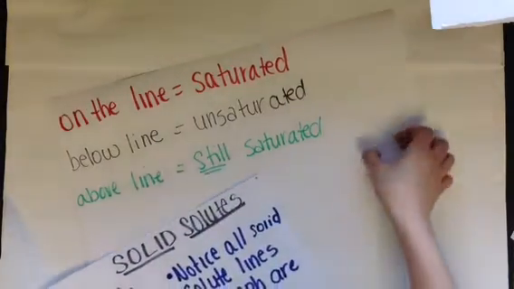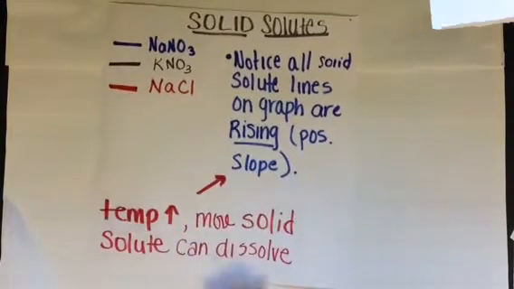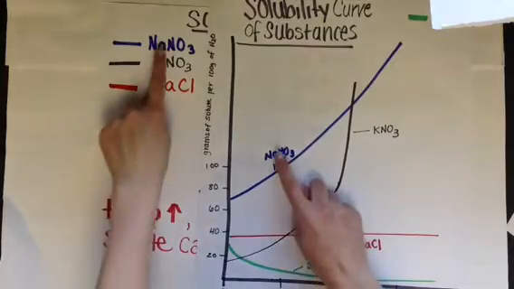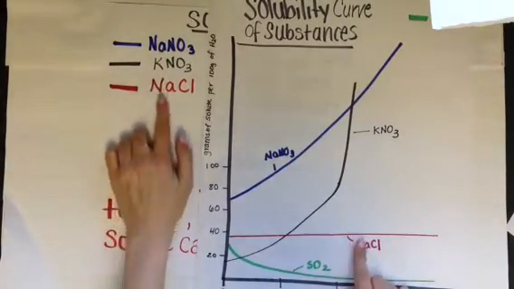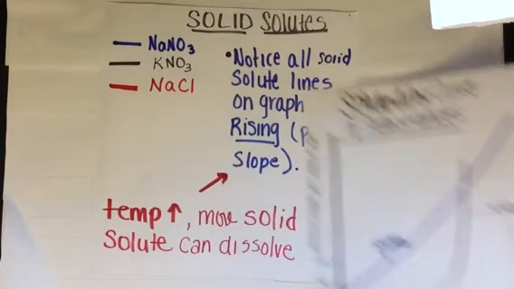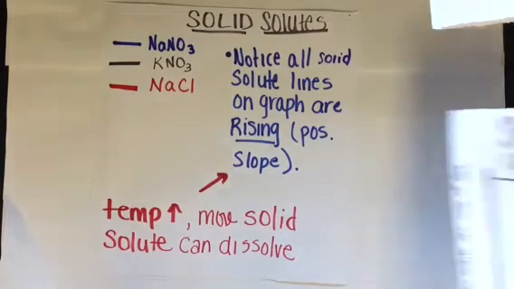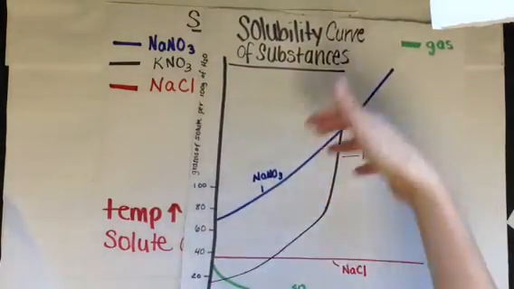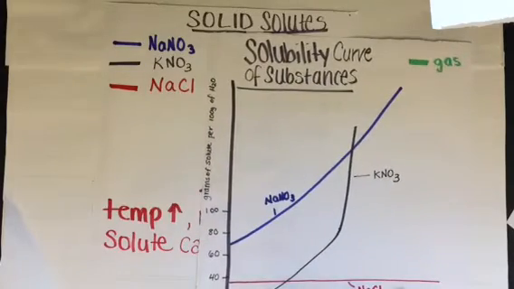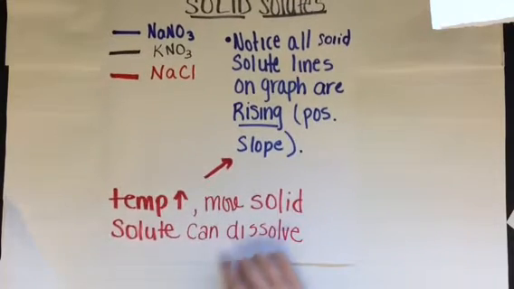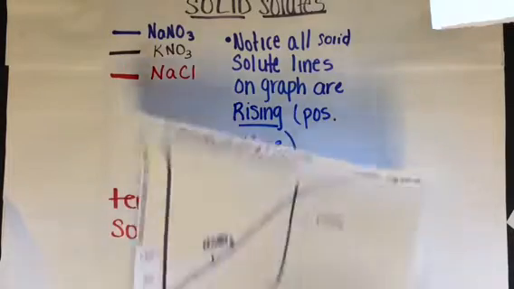Let's look at some more trends that we see. All the solid solutes, as I mentioned earlier, are sodium nitrate, potassium nitrate, and sodium chloride. Your graph might have a ton more, but I've just pulled out a few. So let's focus on our solid solutes. As you just noticed, all the solid solute lines on the graph are going up in a positive slope. This one not as much, a little bit more gradual. So all positive slopes. What does that mean? That means that as the temperature increases, more solid solute can dissolve.